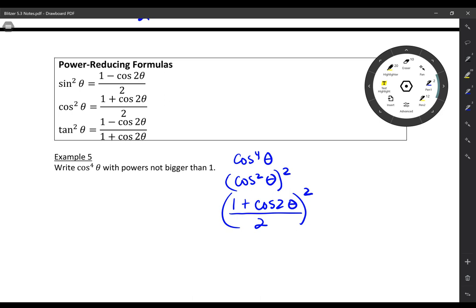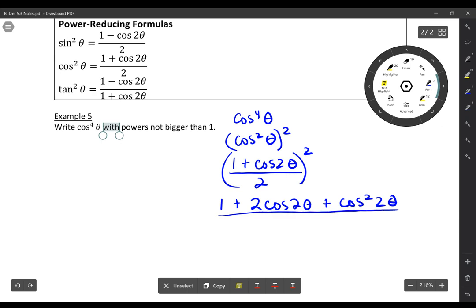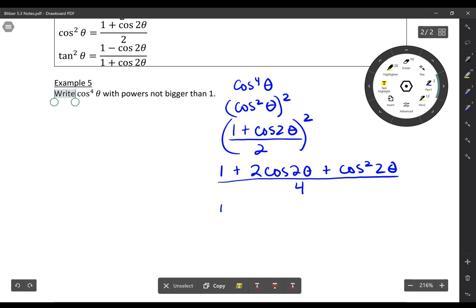So now I would need to go through and actually square it. When I square the numerator, I'm going to have a 1 plus, then the middle term is 1 times cosine 2 theta doubled, so that would be 2 cosine 2 theta. And then the last term squared would be cosine squared 2 theta. I've got to also square my denominator, so it's all over 4. Then I'm going to split up that denominator: 1/4 plus 2/4 would be 1/2 cosine 2 theta, and then plus 1/4 cosine squared 2 theta.